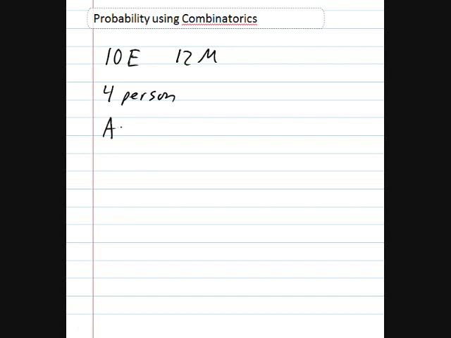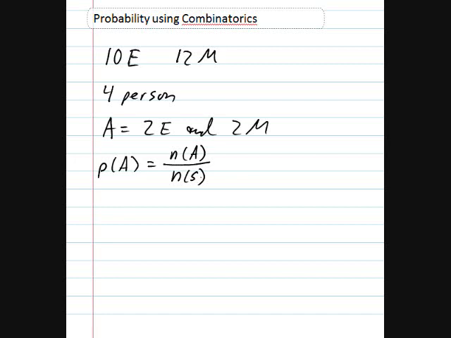So we'll let A represent the event of having 2 engineers and 2 marketers. And our question is, what's the probability that A occurs? To do this, we'd have to count up the number of ways that A can occur and divide it by the total number of possible ways that the committees can be built, so the total number in the sample space.